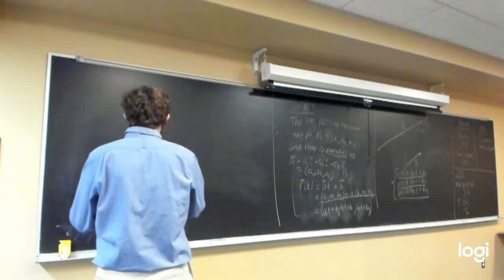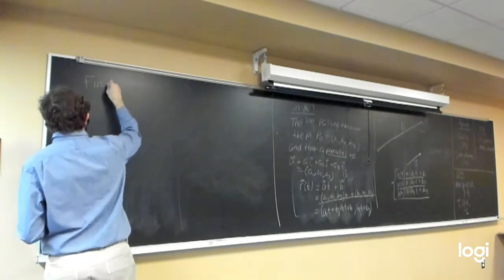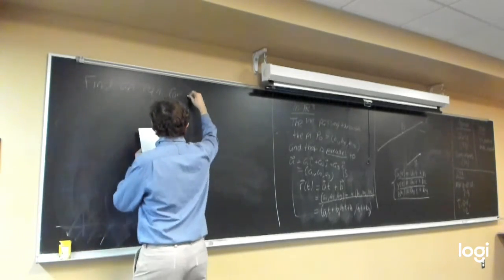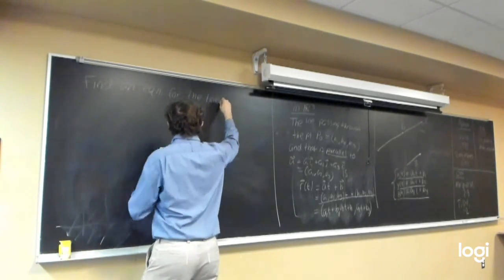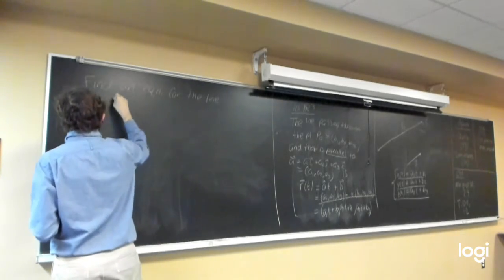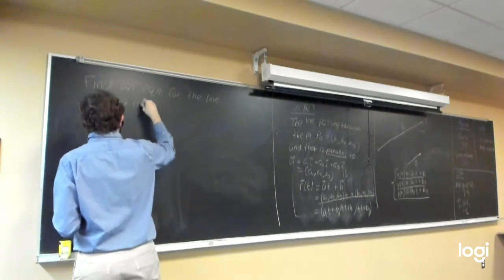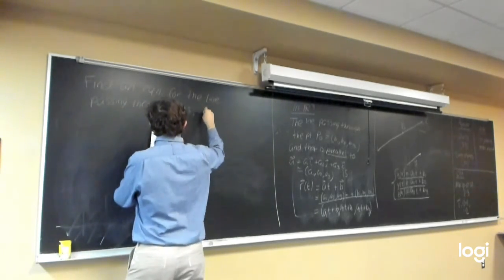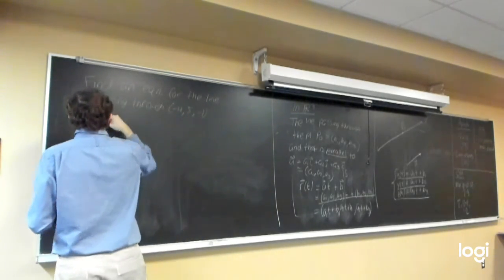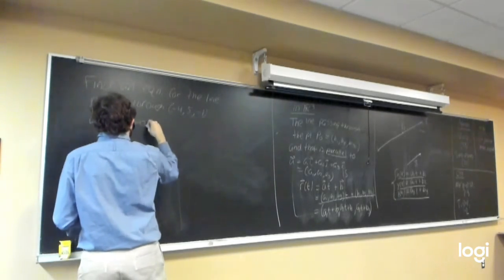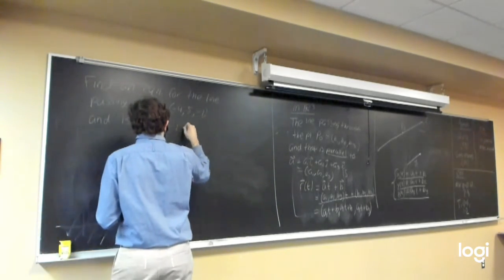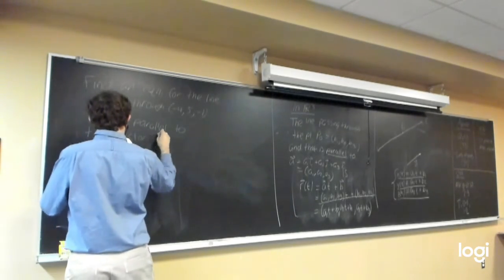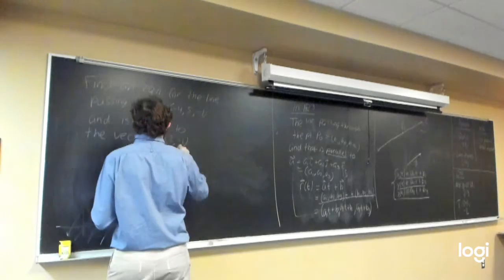Let's say we were interested in finding an equation for the line that's going to be passing through (-4, 5, -1), and that is parallel to the vector (3, 2, -1).